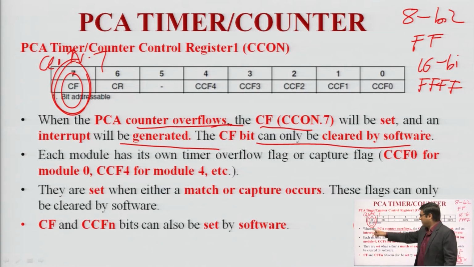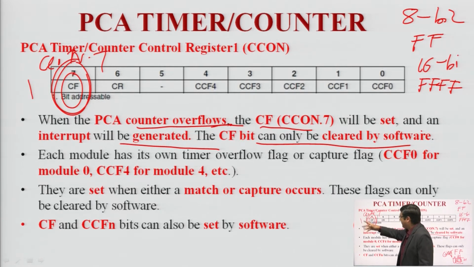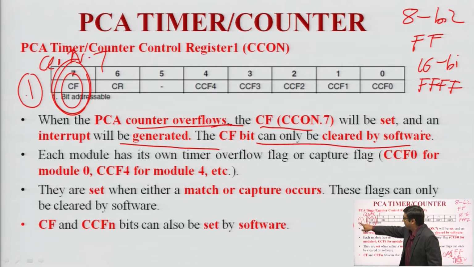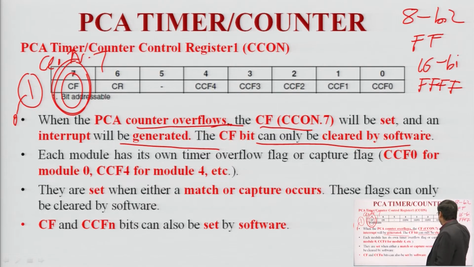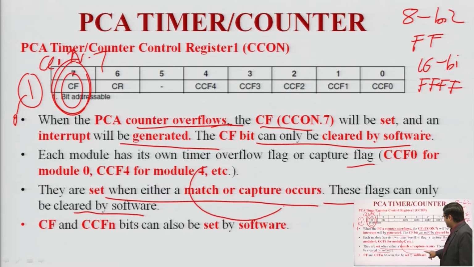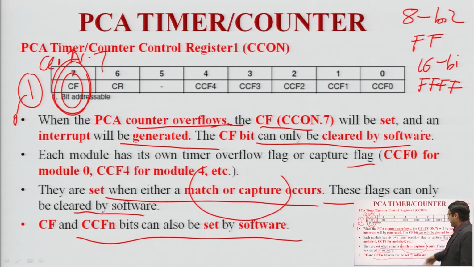When this has the value 1, it represents that overflow has occurred. It can be cleared, meaning a 1 to 0 transition, by using software. The flags are set when either a match or compare occurs. These flags can only be cleared by software. In further slides we will see what a match or capture is, and between which registers the comparison happens. So, CF and CCFn bits can also be set by software. Through hardware or software we can set the values, but they can only be cleared by software.